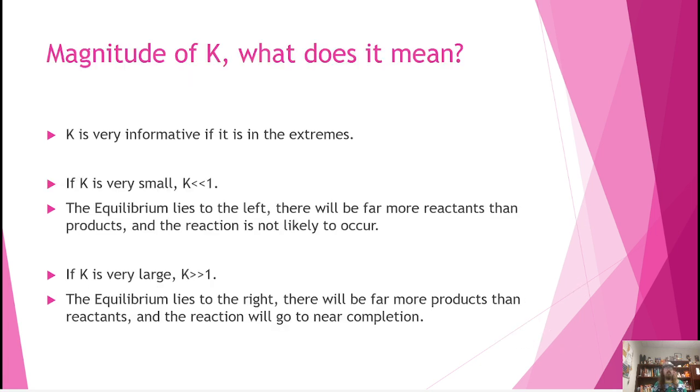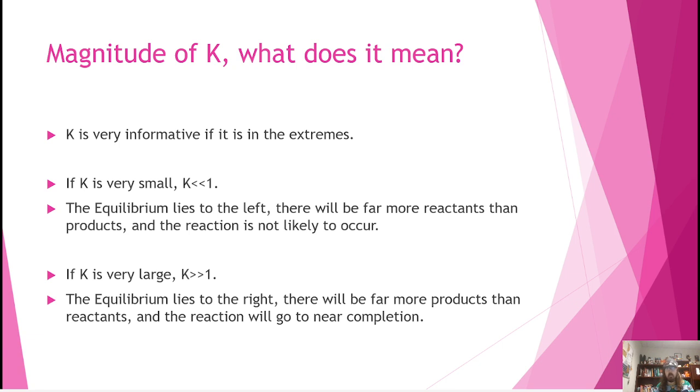So now that we have a rough idea of how to determine K, what does K mean? What does it mean when K is very big, or what does it mean when K is very small? Since K is always a ratio of products over reactants, when K is very small, it means equilibrium lies to the left, that it's very reactant favored. There's very little amounts of products. And so in terms of reaction, you get very low yields, you get very low amounts of products.